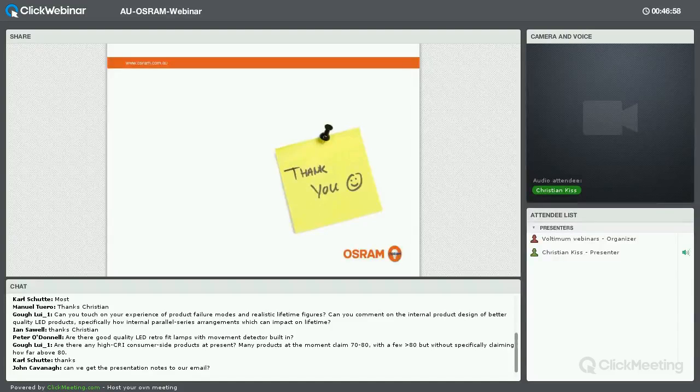Are there any high CRI consumer side products at present? Not really. If you're talking about anything higher than 90, most products are really 80 to 85, generally speaking, at least from OSRAM's point of view. There's a relatively low number of products that are 70 to 80.